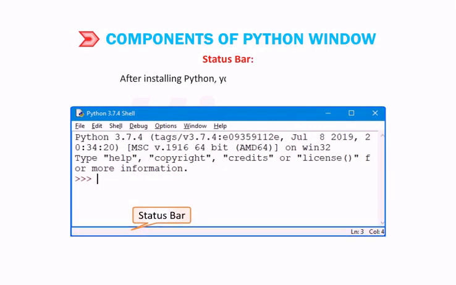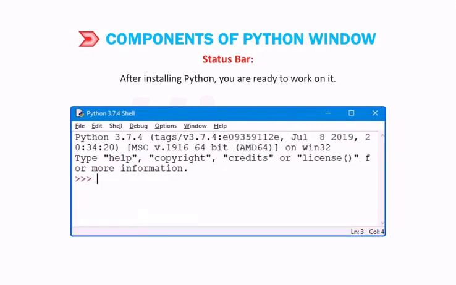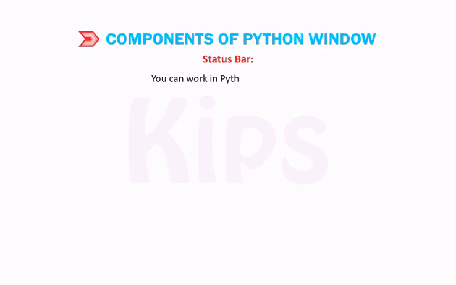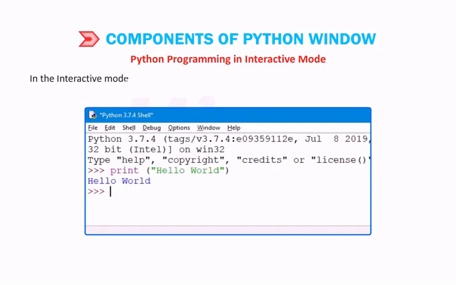After installing Python, you are ready to work on it. You can work in Python in two ways: in interactive mode, in script mode. Python programming in interactive mode. In the interactive mode of Python, the instructions are executed line by line, giving the output.